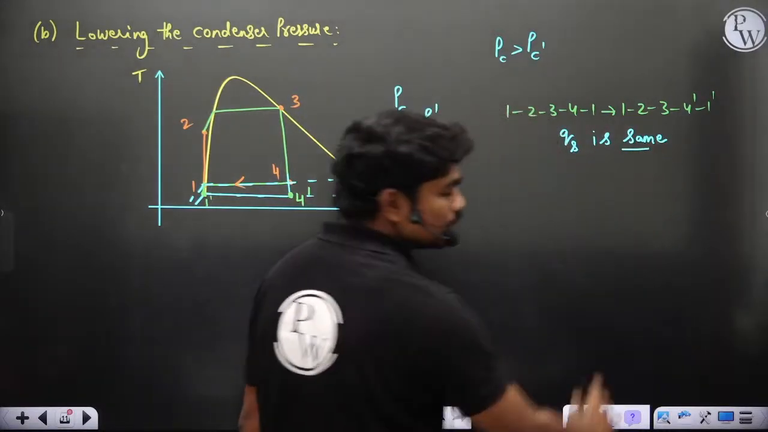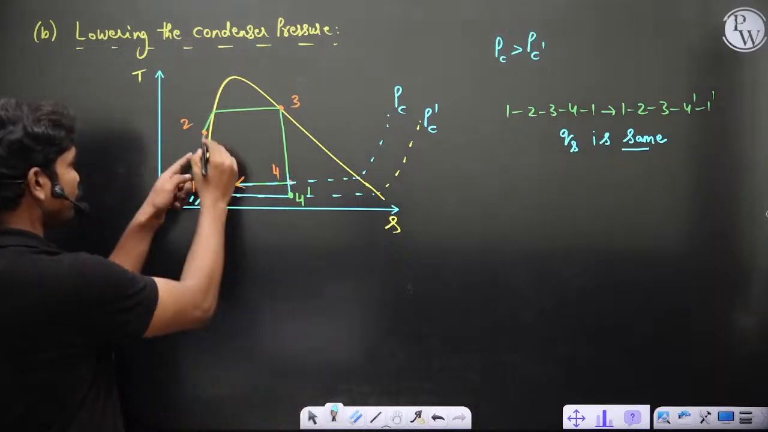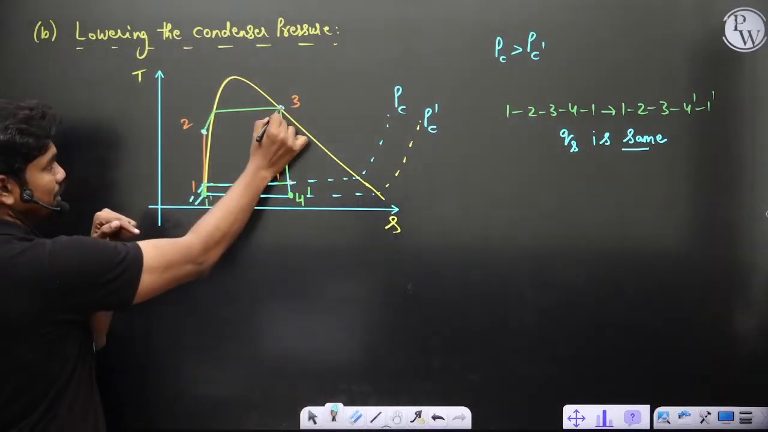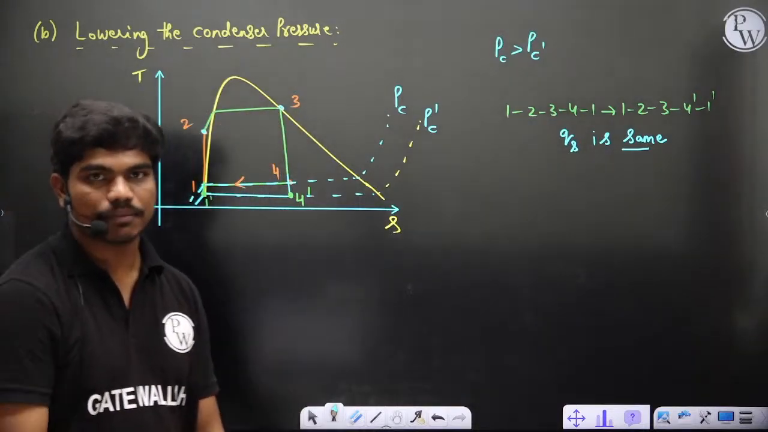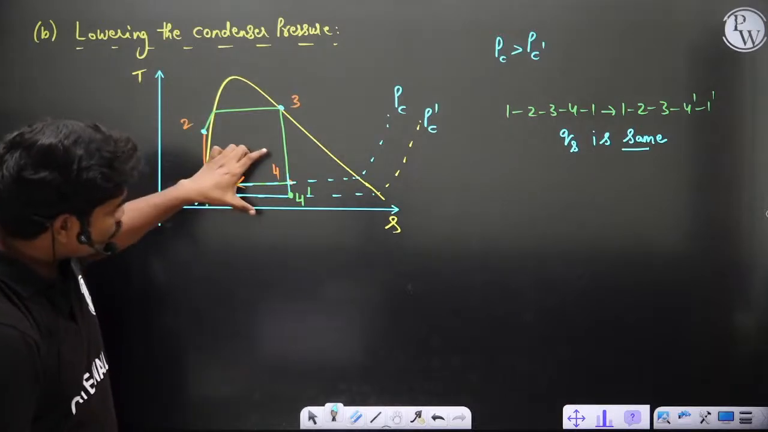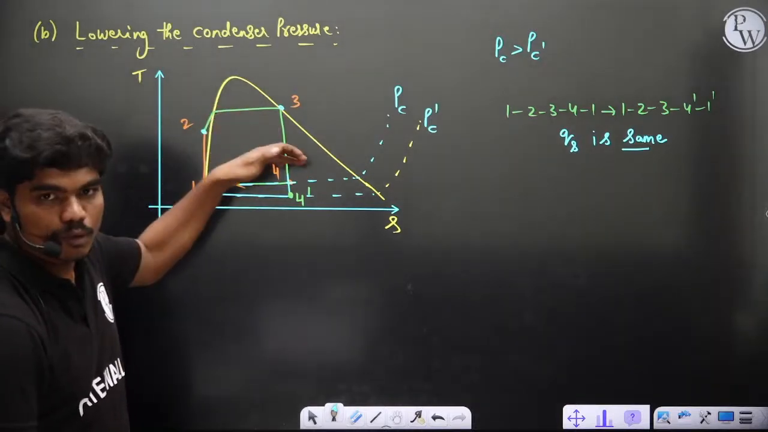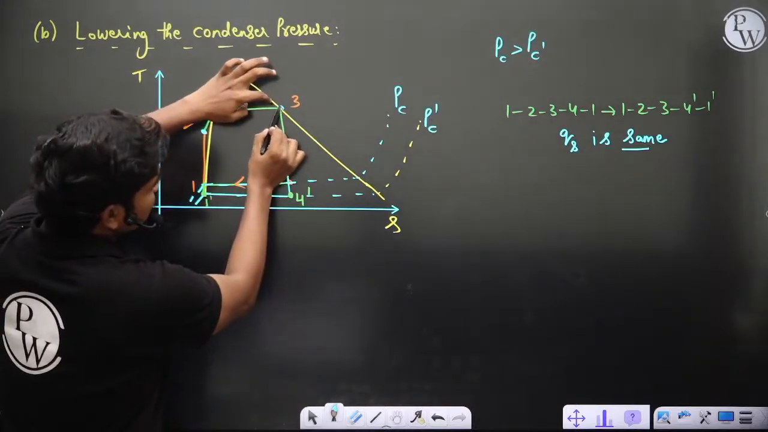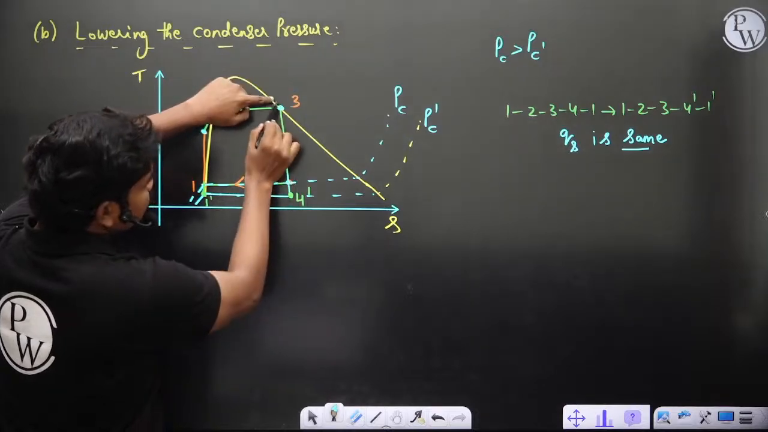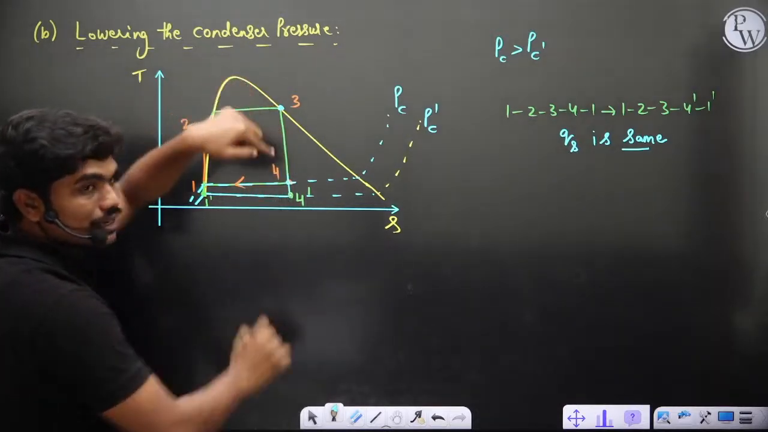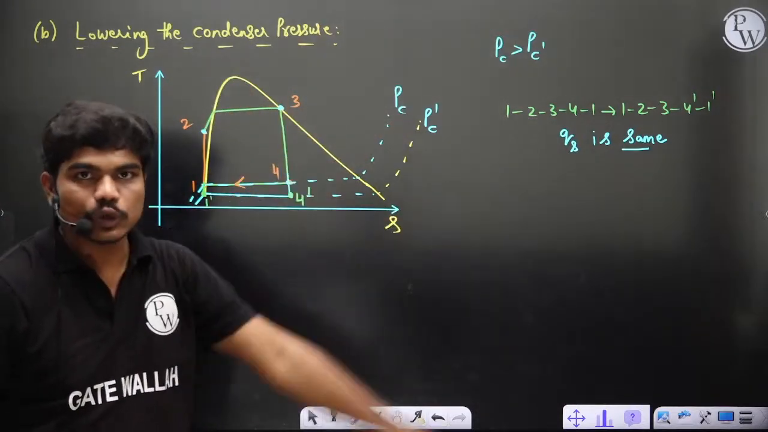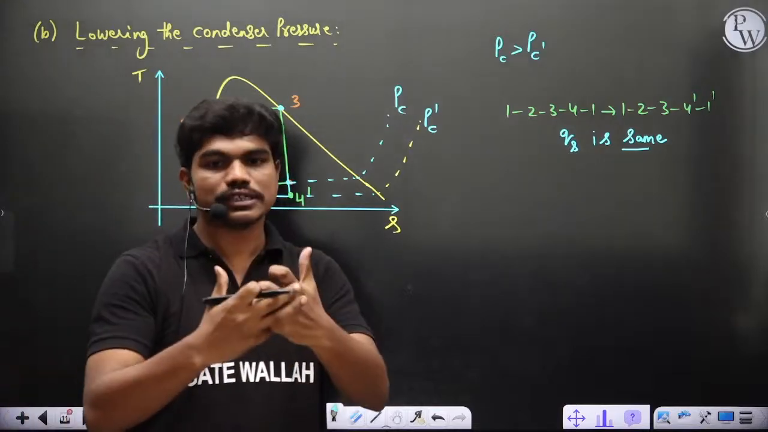Correct? QS is same because this process of heat addition from 2 to 3 is not changing. So QS is same. Then turbine work is getting generated by more amount because of expansion from this pressure to this pressure, and expansion from 3 to 4 dash. If you see, 3 to 4 dash is a higher pressure ratio, that means you are extracting more work from the turbine.